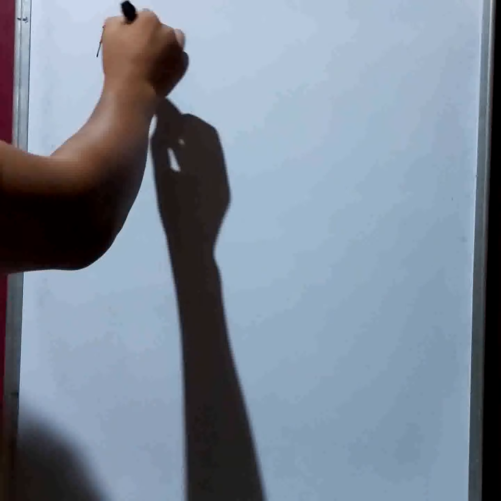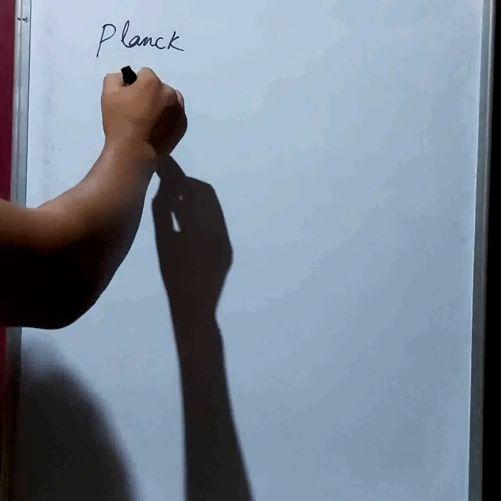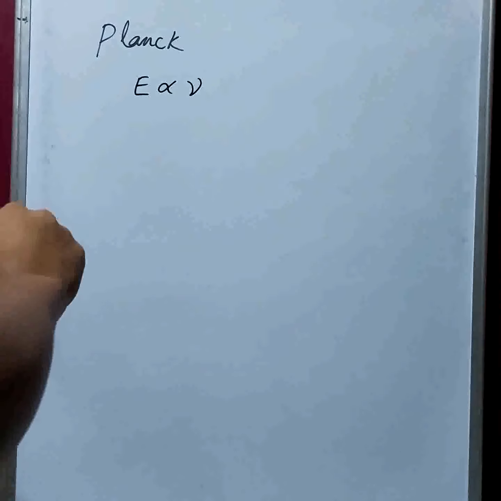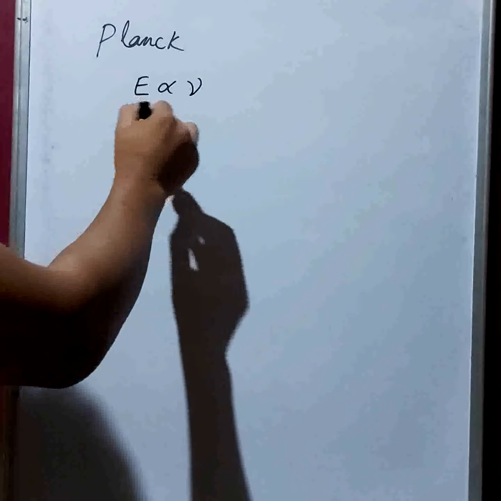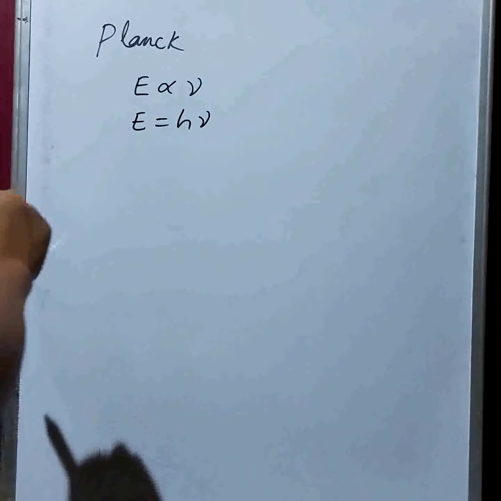Now, Max Planck proposed that the amount of energy associated with a quantum of radiation is proportional to the frequency of light. That means the energy is directly proportional to the frequency of light, or energy is equal to h nu, and this h is our Planck's constant.